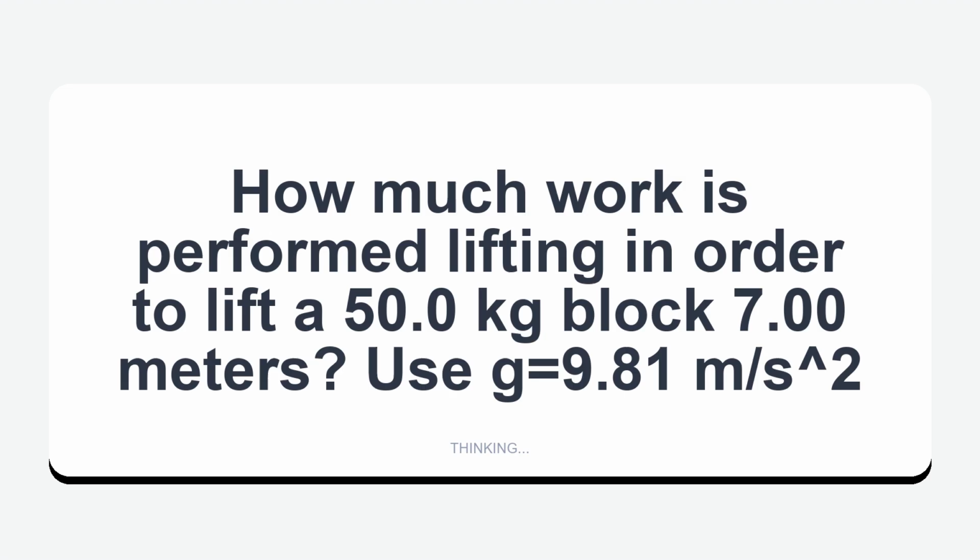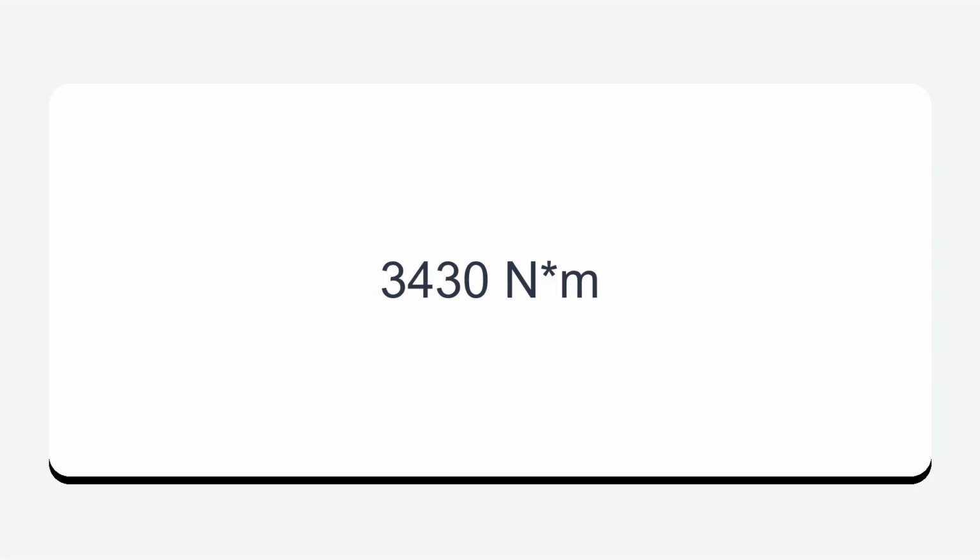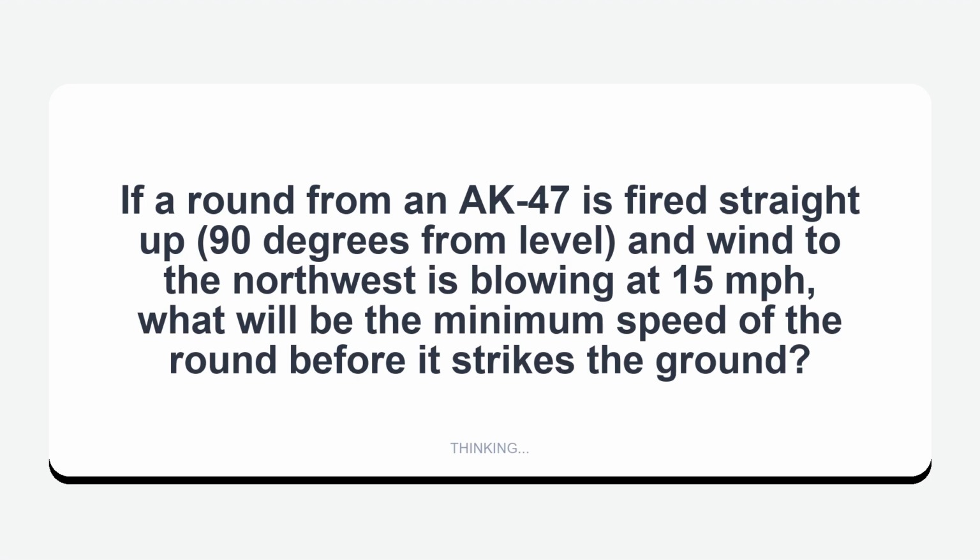How much work is performed in order to lift a 50.0 kilograms block 7.00 meters? Use g equals 9.81 m/s². 3430 N·m.